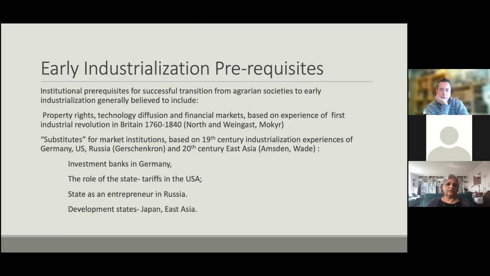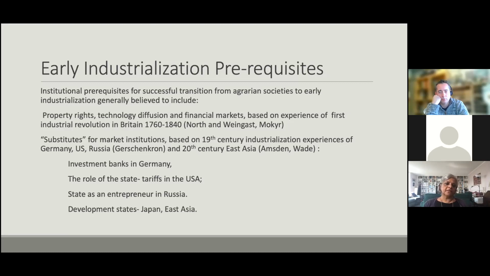In the second generation industrializing countries, some of these conditions were not present, and the prerequisites that were missing were then substituted by alternative institutions, such as the investment bank in Germany, the role of the state in the US in terms of bringing in tariffs, as well as in Germany and other countries where tariffs were introduced by the state. We had other examples as well, such as state emerging as an entrepreneur. There was a little bit of that in Russia and in several other countries in more recent times.